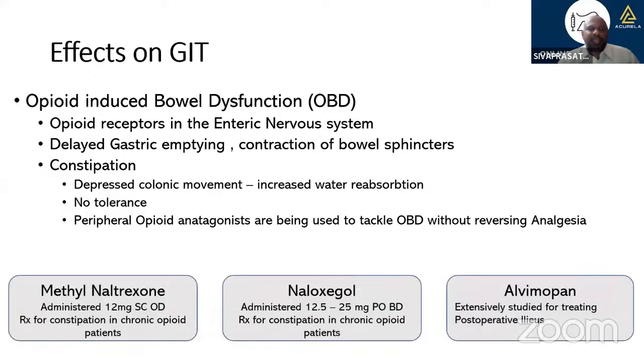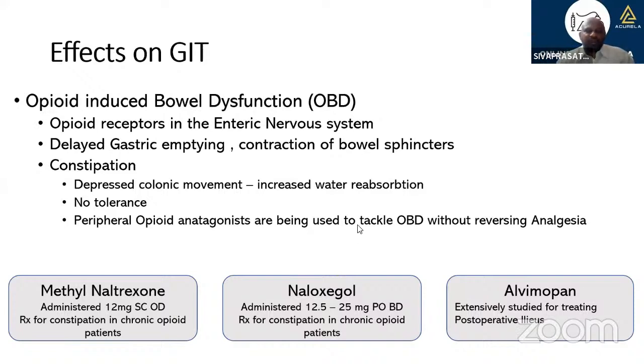The 3 drugs in this class are methylnaltrexone, naloxegol, and alvimopan. Methylnaltrexone is only a parenteral agent. It can be given subcutaneous OD, 12 mg, for chronic opioid patients or those treated for cancer. Naloxegol is an oral agent. It can be given 12.5 to 25 mg per oral, and that also can be given for patients on chronic opioid therapy. Alvimopan is a new agent.